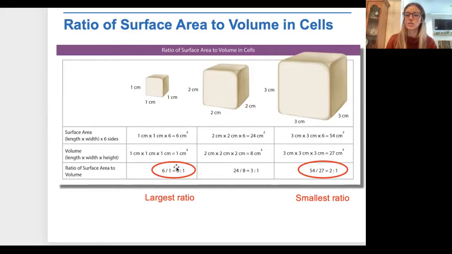So you have 6-to-1 here versus your big cube, where you have 54 centimeters over 27 centimeters. That's going to end up being a 2-to-1 ratio. So, not a trick question. Which one's the bigger number, 6-to-1 or 2-to-1? 6-to-1 is bigger, 6 is bigger than 2. This is the larger ratio. So don't think that just because it's a small cube means that it's smaller. No, it has the larger surface area to volume ratio.